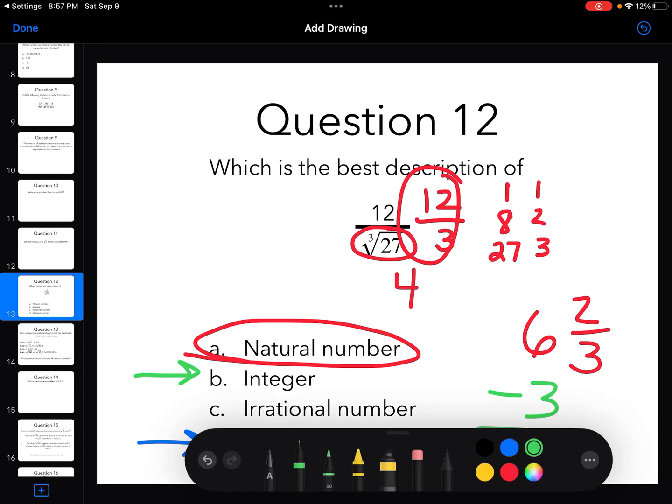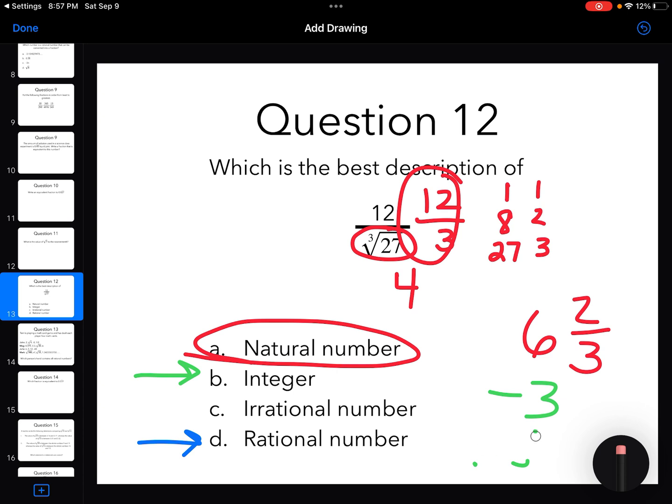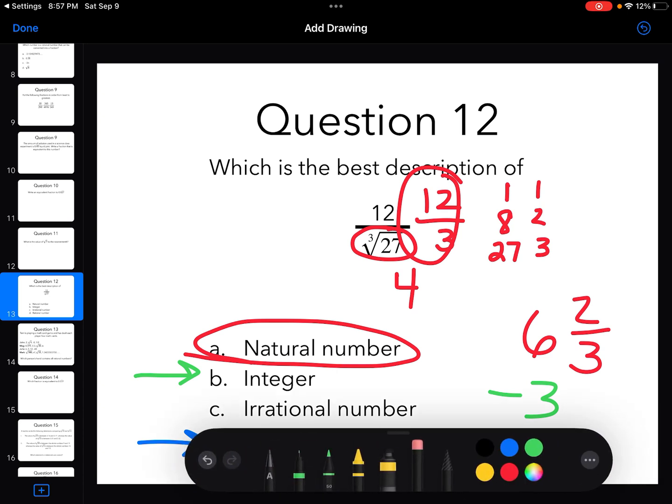Oops, let me change colors, hang on. Let's say I ended up with the square root of it's not going to let me change color. Oh, because I'm on the eraser, goofy.